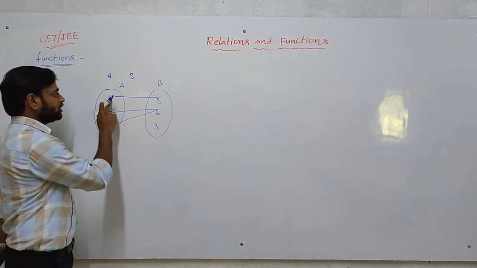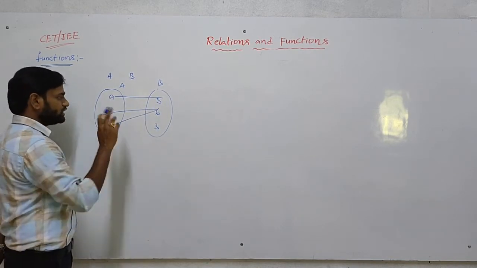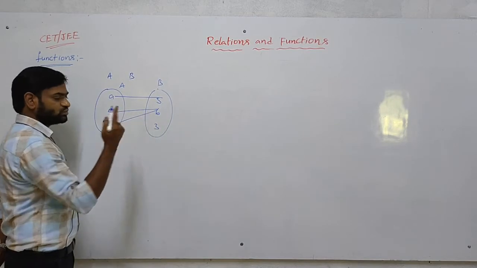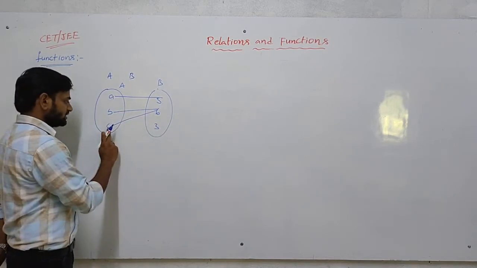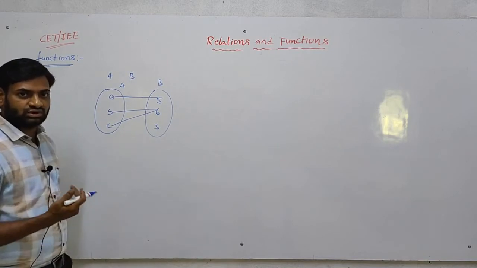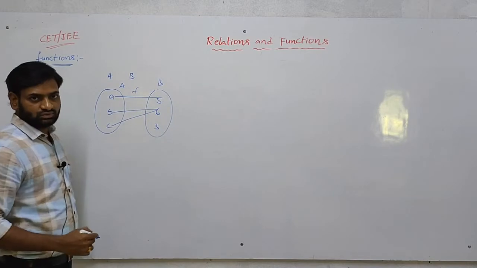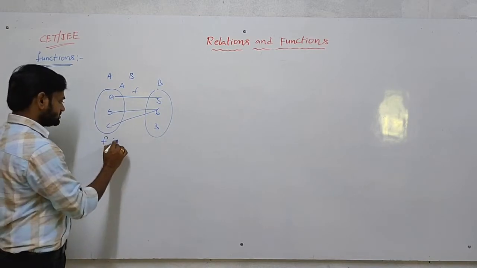See here, for a how many images are there? 5, that is only one image. For b how many images are there? 6, only one image. For c how many images are there? Only one, that is 6. So it is a function. So F is a function.